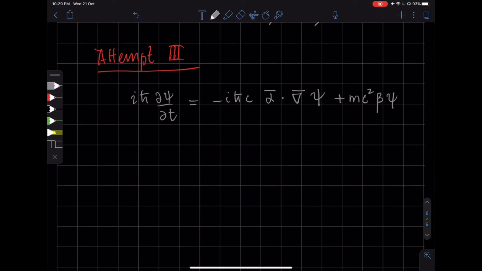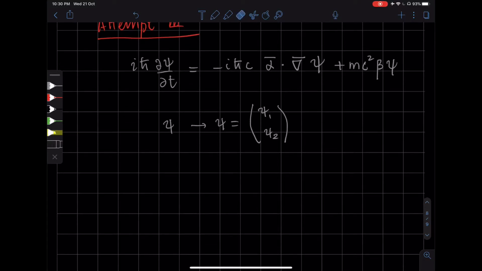So the price that Dirac paid was that he promoted the wave function psi to a matrix wave function. Dirac was looking for an equation for the electron. So initially he thought that the matrix wave function will have two components, say psi1 and psi2. But as we shall see, that does not work.